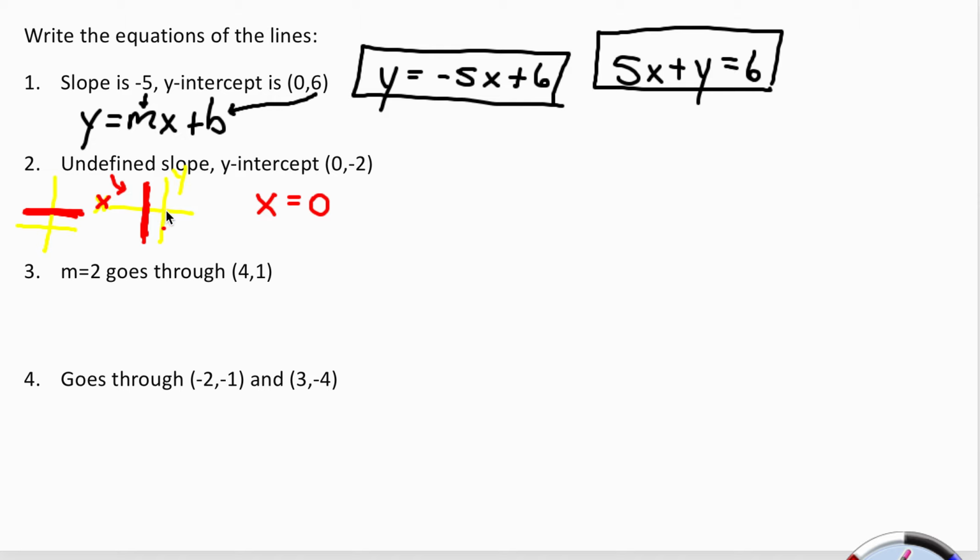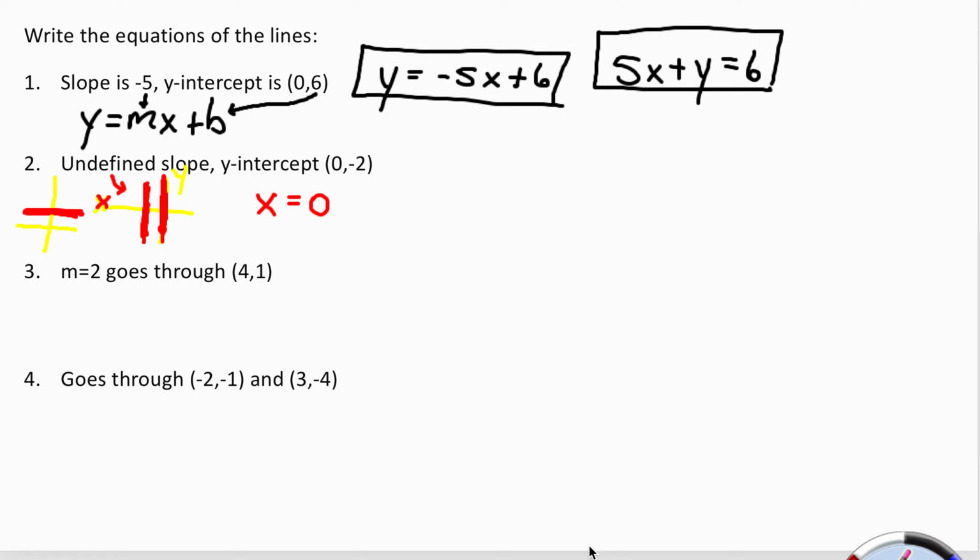Okay, so it is going to go through where x is 0, but that's over here. I confused myself, I'm not sure why, but I did. Okay, and so it will go through this point, 0, -2. Sorry about that. Okay, we'll go back and do another one of these at the end.